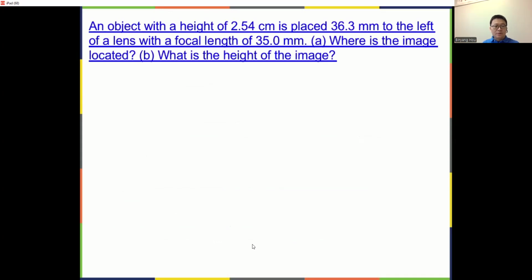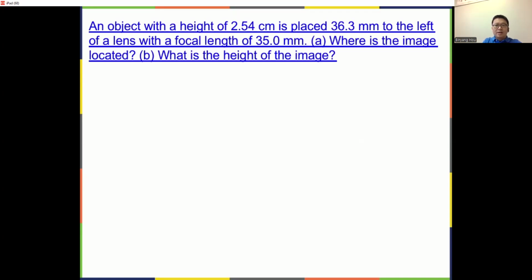All right. So one example here. It says an object with a height of 2.54 centimeters is placed 36.3 millimeters to the left of a lens with a focal length of 35.0 millimeters. So it's positive 35.0 millimeters. That means this is a converging lens. Okay. Convex lens. Where is the image located?